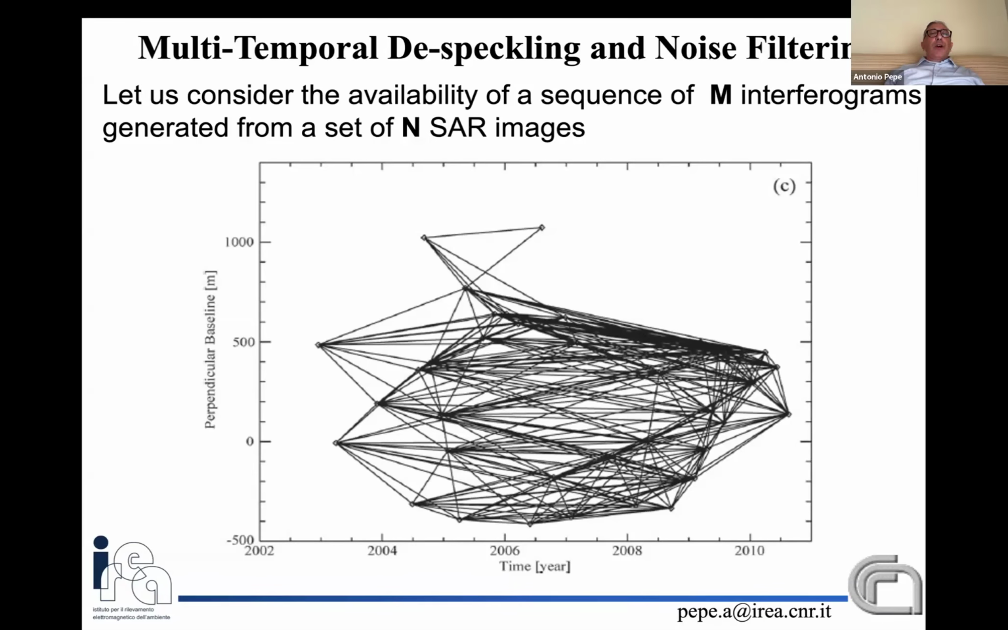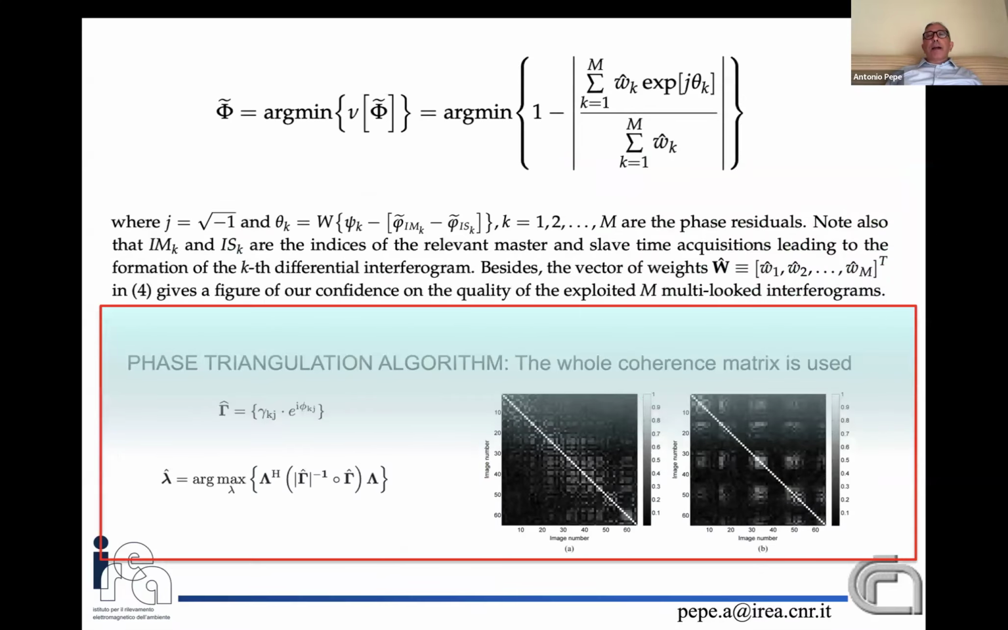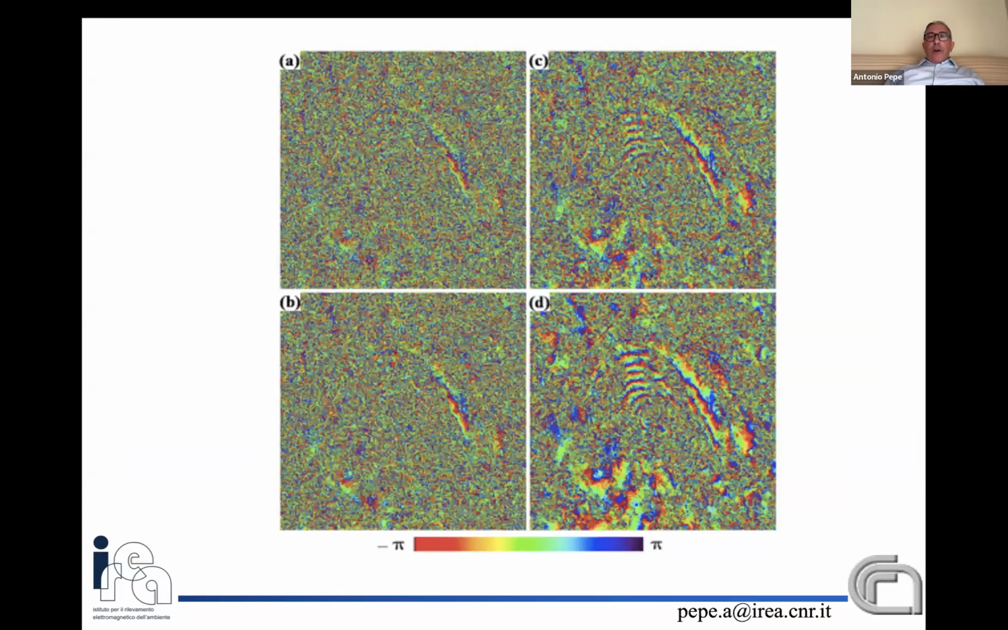Over the last years, we developed a method for multi-temporal despeckling and noise filtering. This method is similar to SqueeSAR, similar to the phase triangulation algorithm, but it is only based on the use of small baseline interferograms. With respect to SqueeSAR or the phase triangulation algorithm, but also other methods that need to use all possible interferograms, the method we developed was only based on using small baseline interferograms. And so also in this case, we have pros and we have cons.